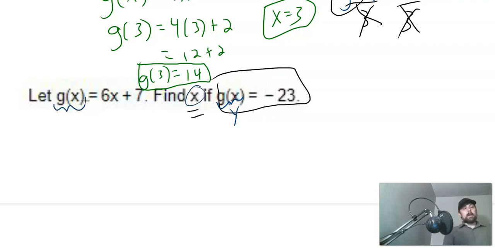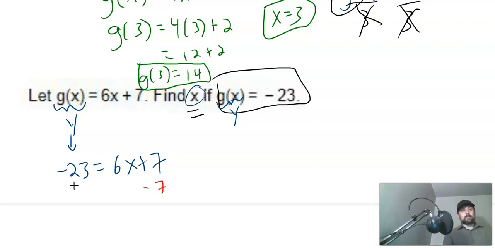Right, so again, this is my y value here. g of x is y. They're telling me that's equal to negative 23, and then I copy down the equation, and I'll solve this for x to find x when y is negative 23. Right, so it's the flipped around version of this one. Here they're giving you x, and you're trying to find y. Here they're giving you y, and you're trying to find x. Right, so I'm going to subtract 7 from both sides. I'll get negative 30 is equal to 6x.